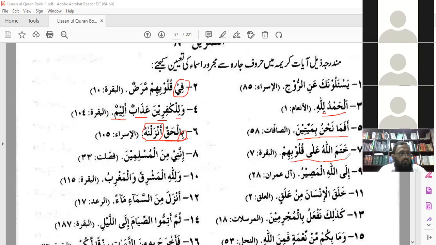Khatamallahu ala qulubihim: ala harf jar, qulubi ism majrur, shibh jumla khabar. Okay, shibh jumla, yes, because khatama is a verb and lafz Allah is the subject, fa'il, right? Okay. Innani min al-Muslimin: min al-Muslimin, again harf jar, ism majrur, shibh jumla khabar. Very good, very good. Ilallahi al-Masir.